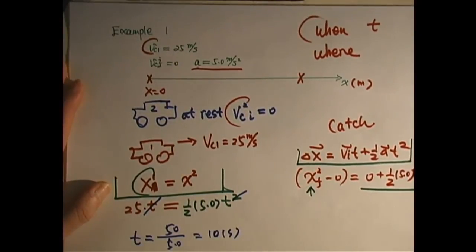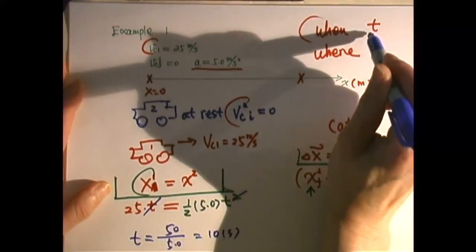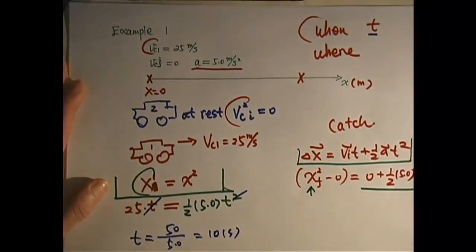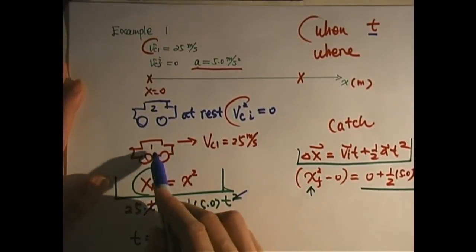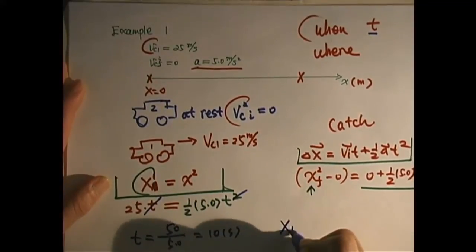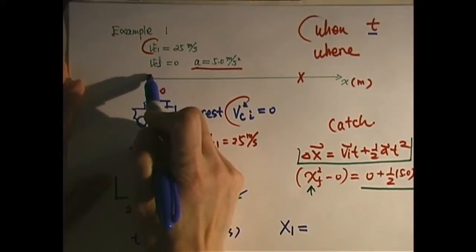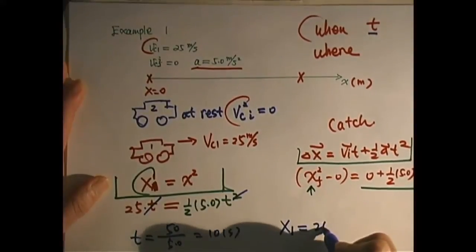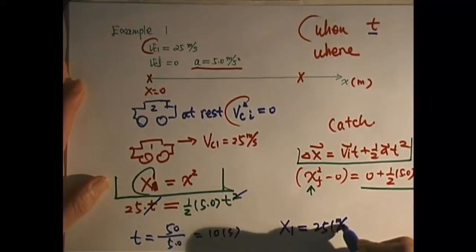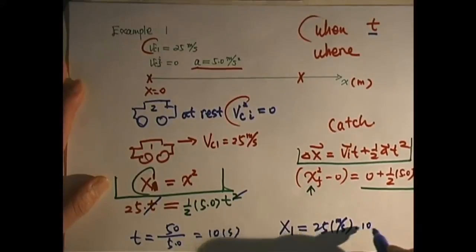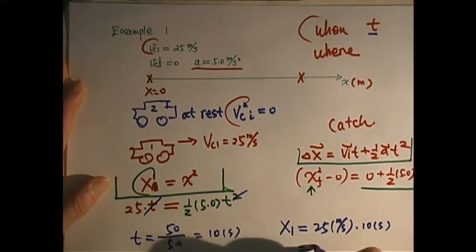Let's take a look at this. Not only have we answered when, we also need to answer where. That's pretty easy, because in 10 seconds, where is car 1? x1's position, since t equals 0 is right here, is 25 meters per second. After 10 seconds, times 10, it's constant speed. It's 250 meters away from the origin. That is where.